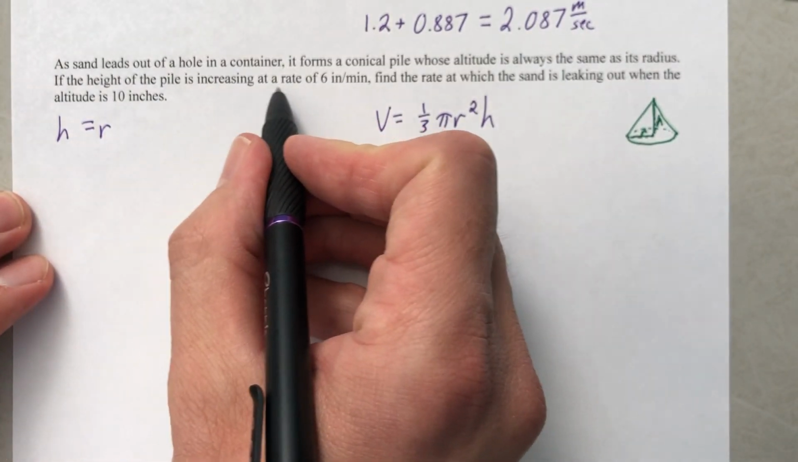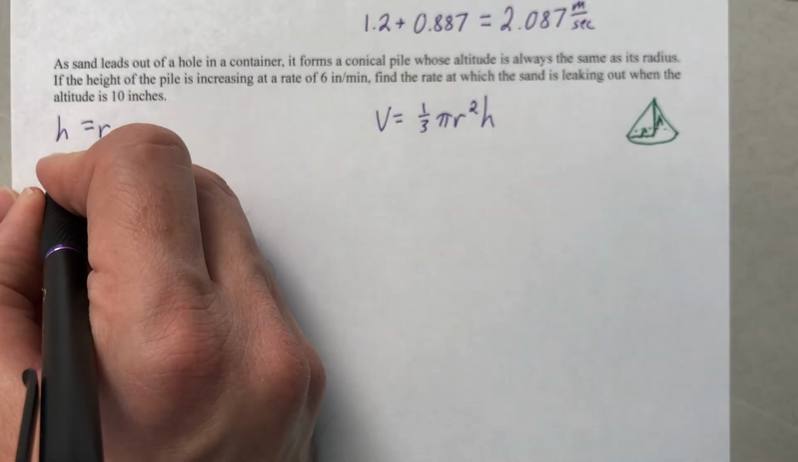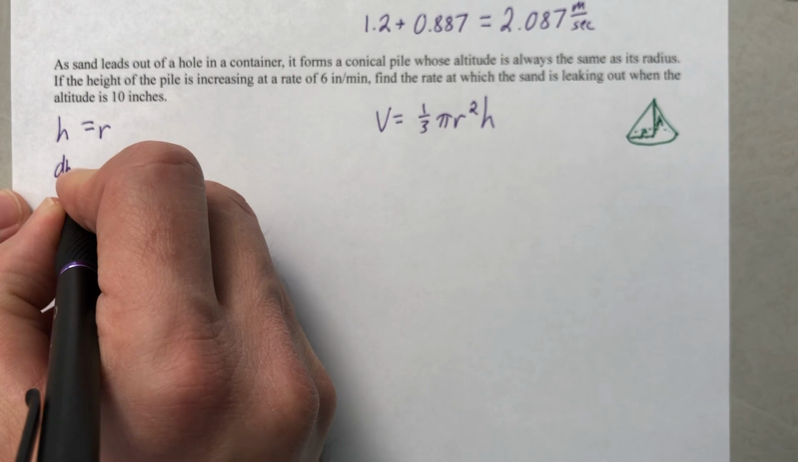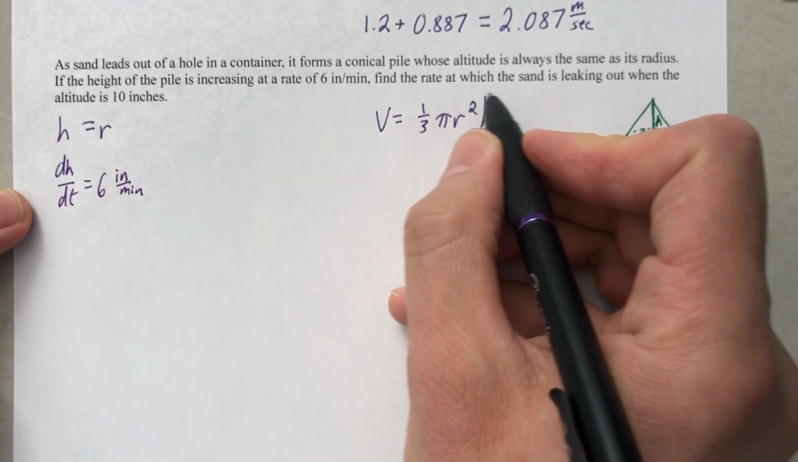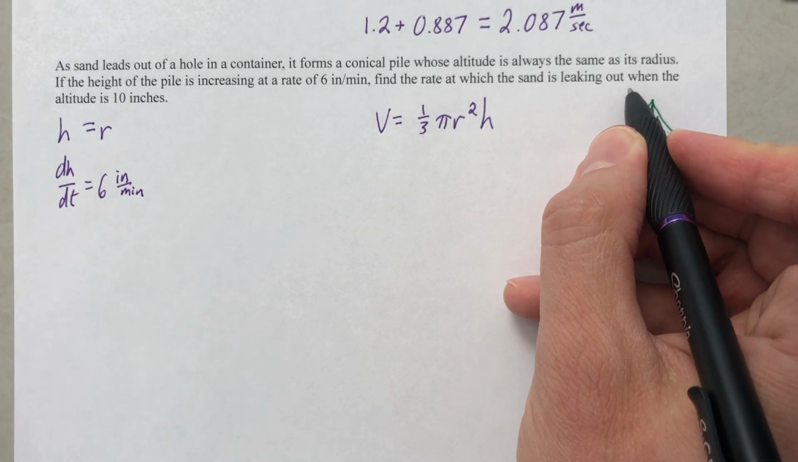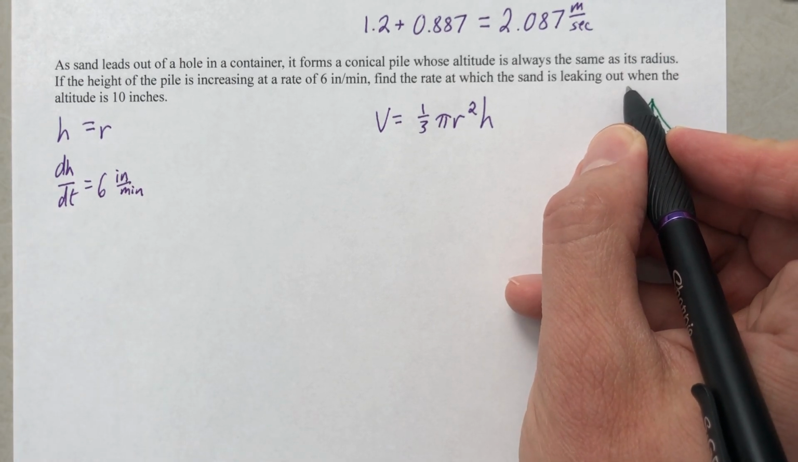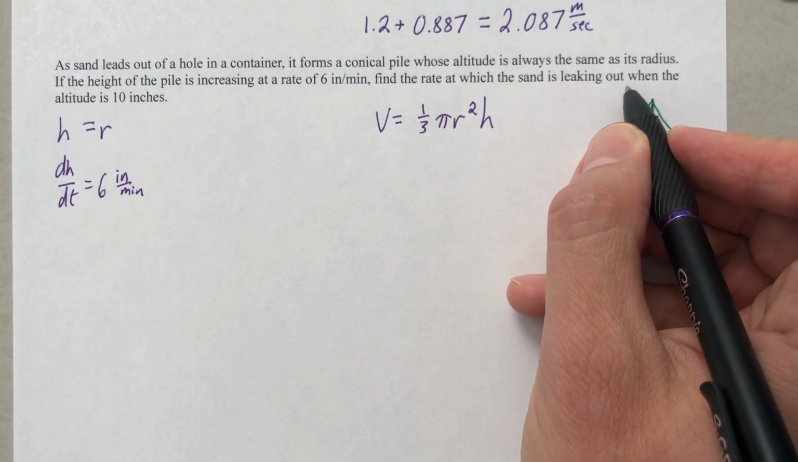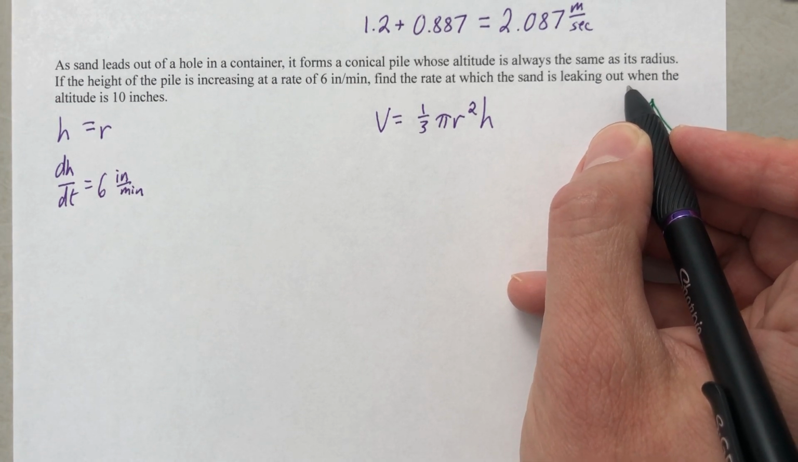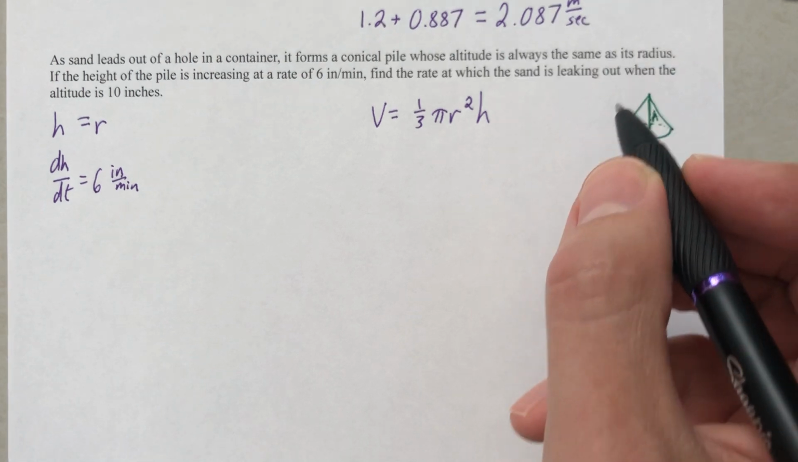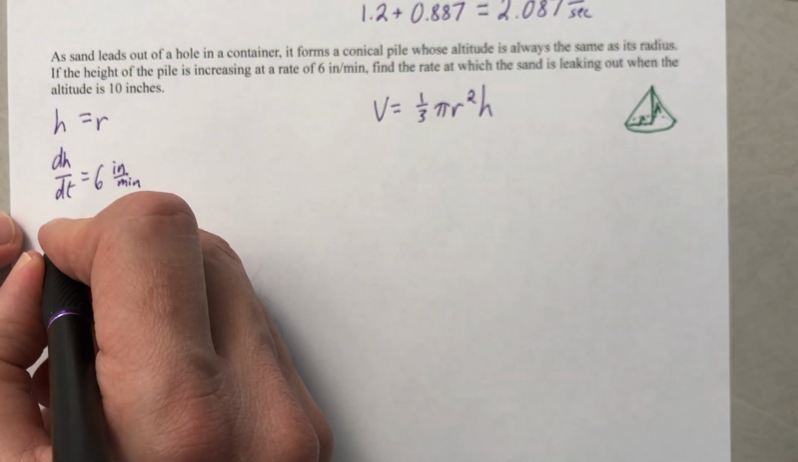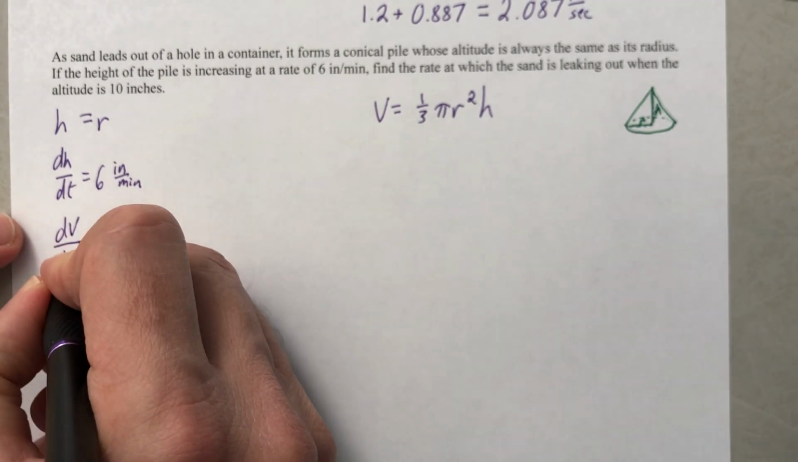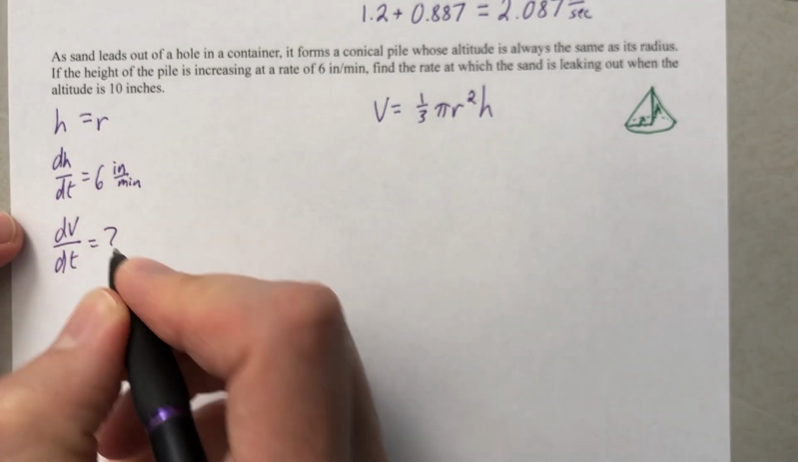If the height of the pile is increasing at a rate, they gave us dH/dt, 6 inches per minute. Find the rate at which the sand is leaking out. Let's clarify. That's asking for the rate of change of the volume. If I say how much sand, you would answer with cubic inches, cubic feet, cubic something, volume. Gallons, which is kind of an odd way to measure it, but you could. So a measurement of volume of sand, that's what they're wanting.